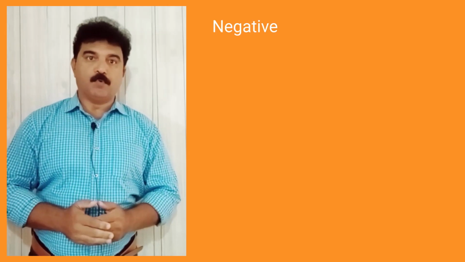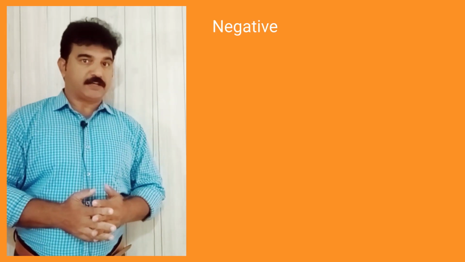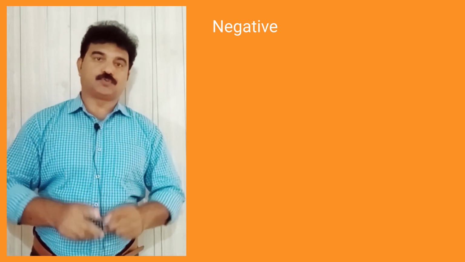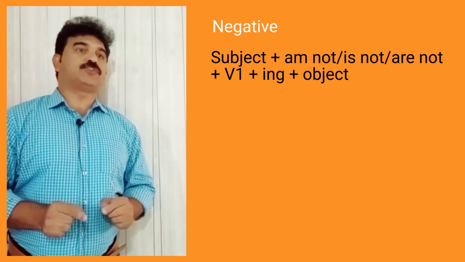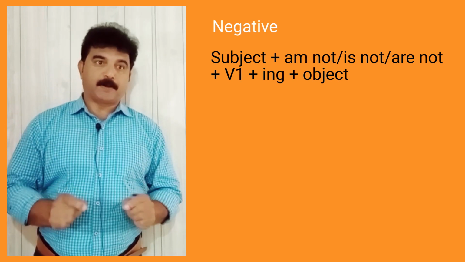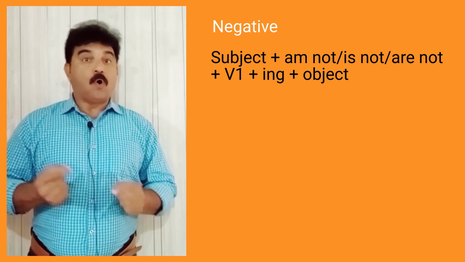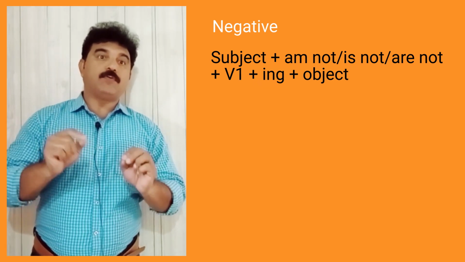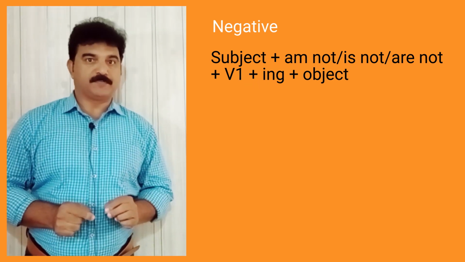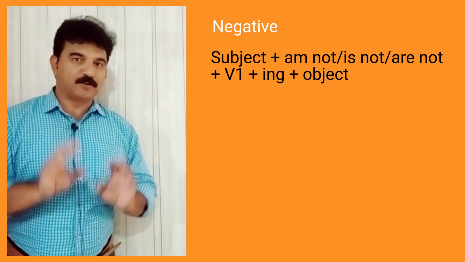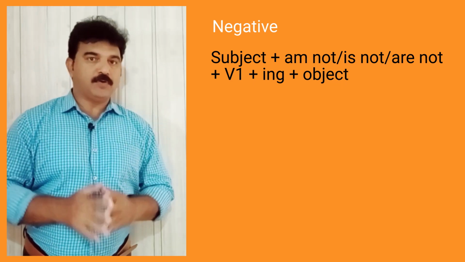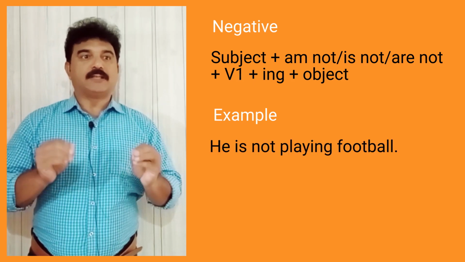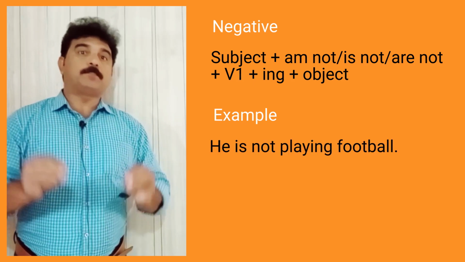Okay, from there we will move to the negative sentence, how to use negative sentences in present continuous tense. There is also a basic structure, and the basic structure is this: subject plus am not or is not or are not plus V1 plus ing plus object. Okay, so learn this structure. And then I will give you one example. He is not playing football. So that is a negative sentence.